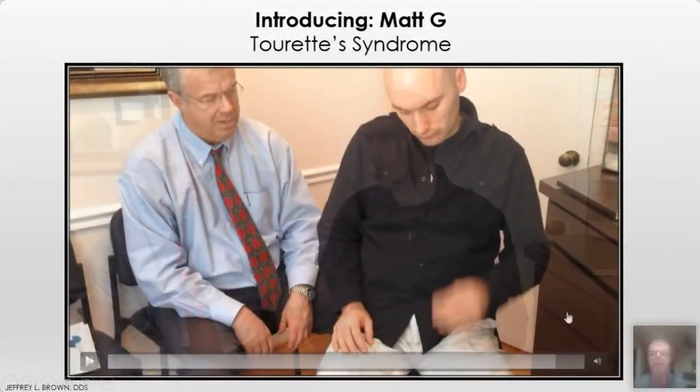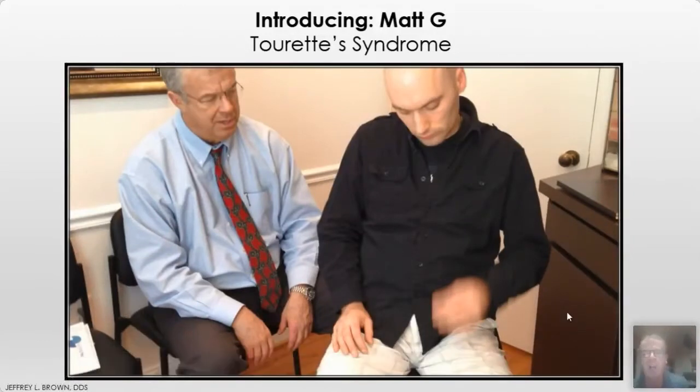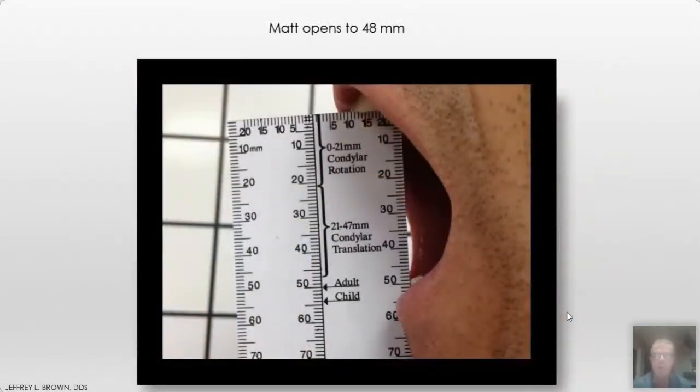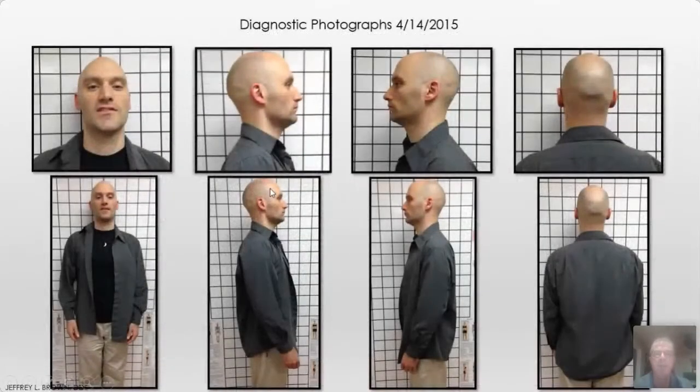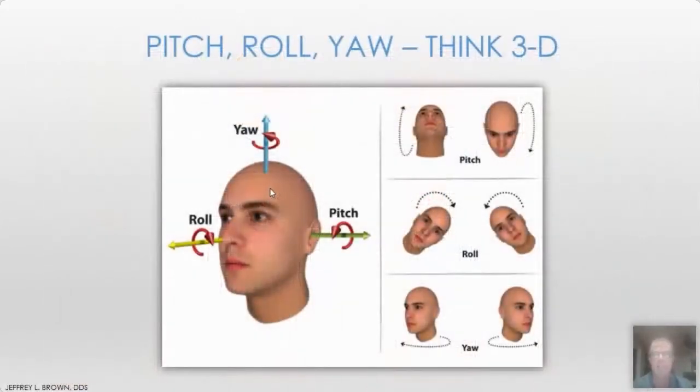ALF Gelb. This is the most common. This is Matt. Matt has Tourette's. He shakes all over. He has a lot of OCD, ADD issues. He does not sleep very well whatsoever. Opening 50 millimeters, that's within normal, not bad. Possible medial or lateral displacement. This means there is some displacement, but it's not clear. There was probably movement when they did the MRI. And that's what he looked like.